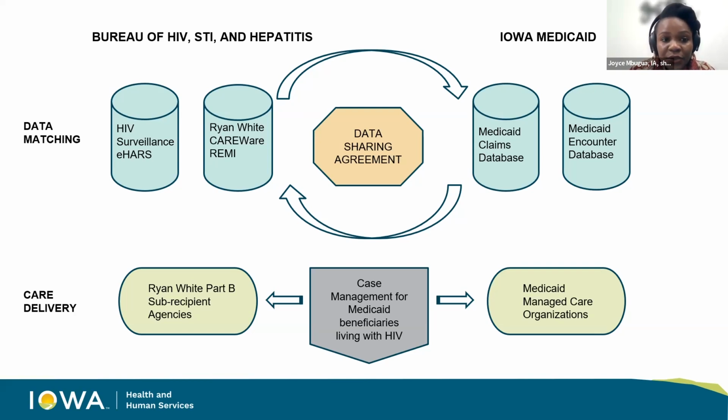And then on the care delivery side, we also had to consider that Medicaid beneficiaries living with HIV were case managed through two different systems. They were managed through the managed care organization on the Medicaid side, as well as the Ryan White Part B subrecipient agencies. However, our two case management systems had no relationship. So we identified the need early to improve coordination between the Ryan White and the MCO case management agencies in order to improve care delivery for Medicaid beneficiaries.